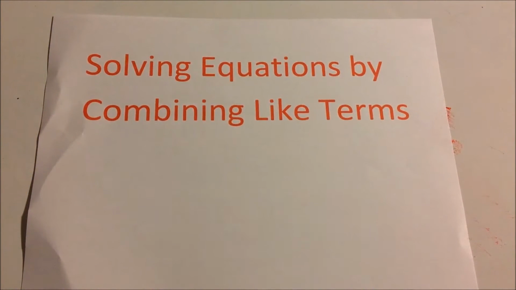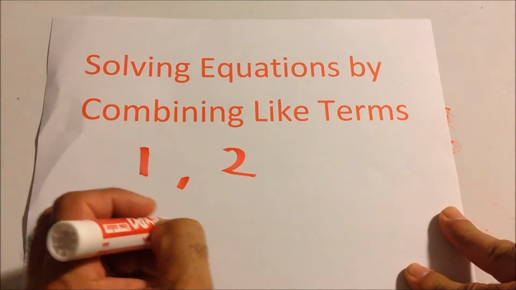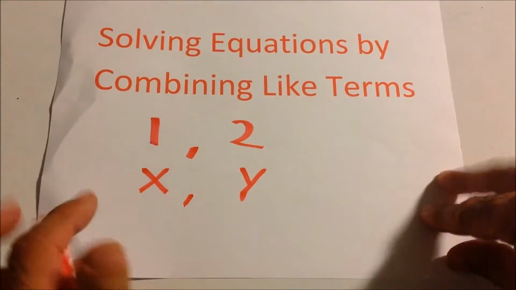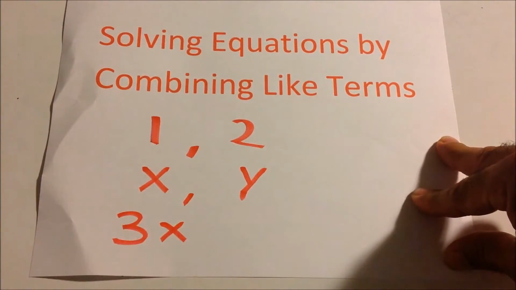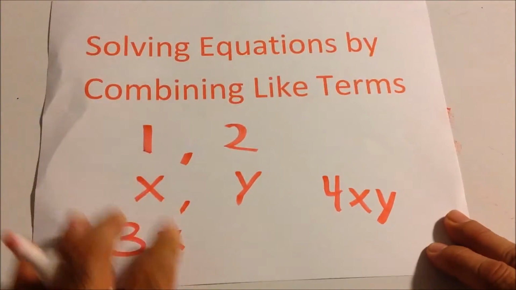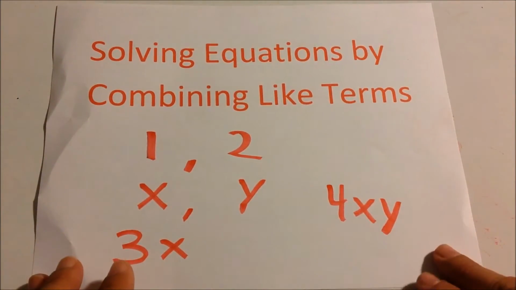Solve equations by combining like terms. So what are terms? Well, a 1 is a term, a 2 is a term, an x is a term, a y is a term. You can even combine things like 3x is a term, or 4xy is a term. They're all terms. And terms are separated by addition or subtraction signs only.